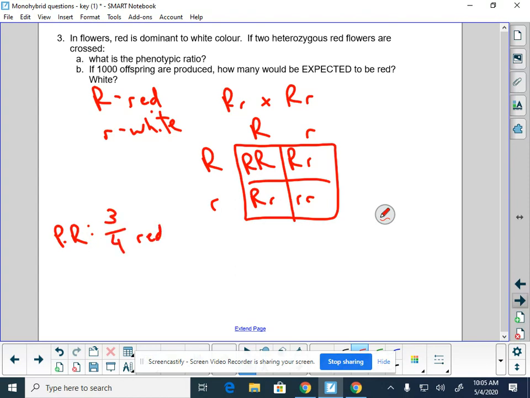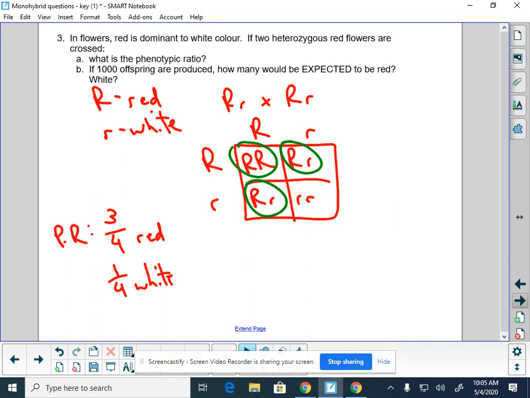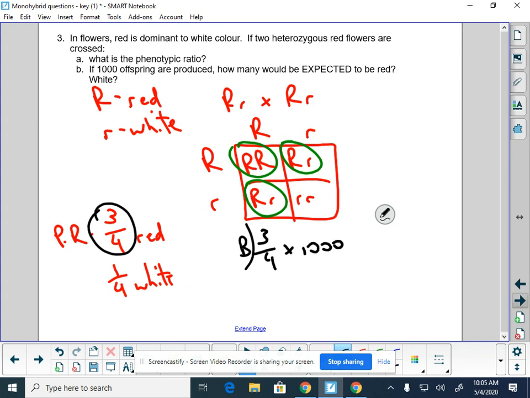3/4 are going to be red, 1/4 is going to be white. Just so we're clear, that's red, and that's red. The other one's white. Question B: if 1,000 offspring are produced, how many would be expected to be red? Well, if 3/4 are expected to be red, 3/4 out of 1,000 equals 750 red. 1/4 out of 1,000 equals 250 white. Whoops, that got a little bit messy there, but 250 white.